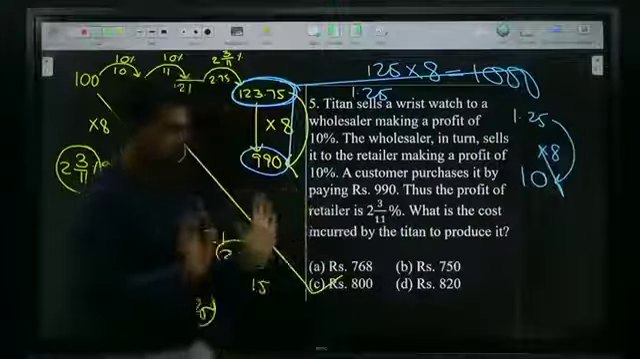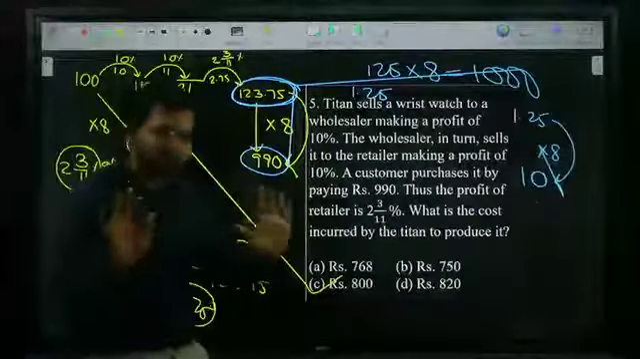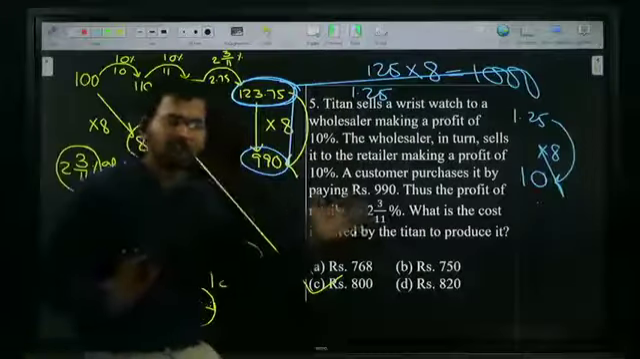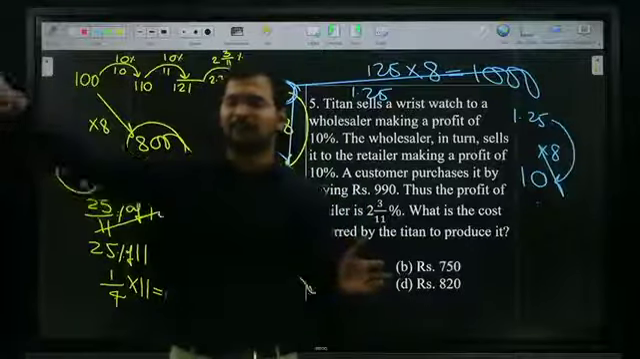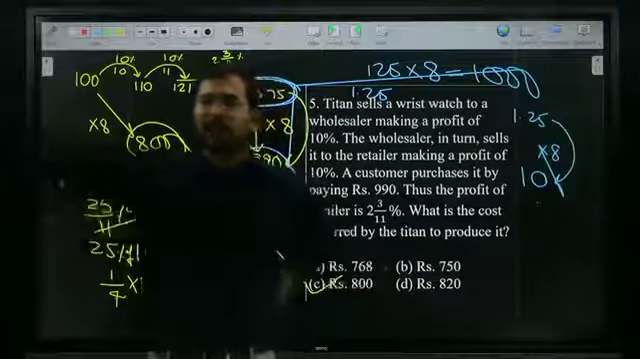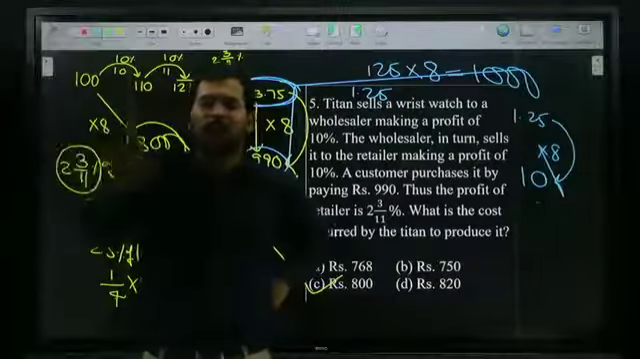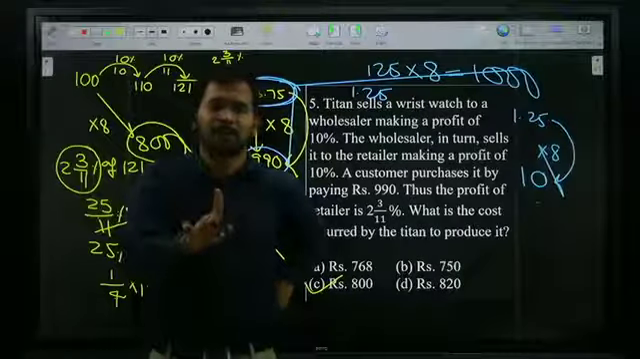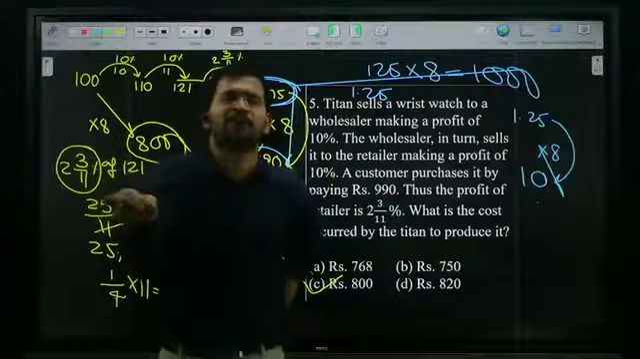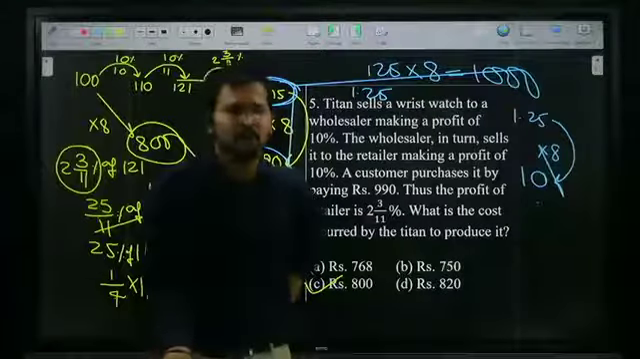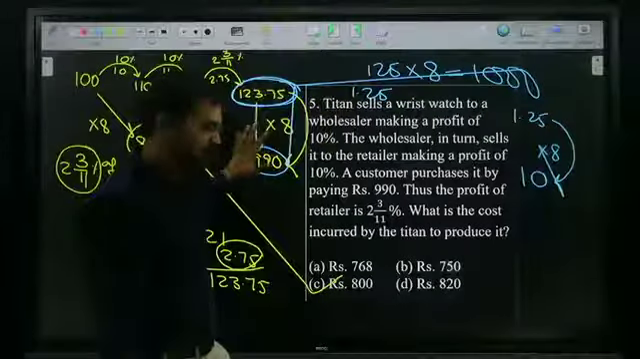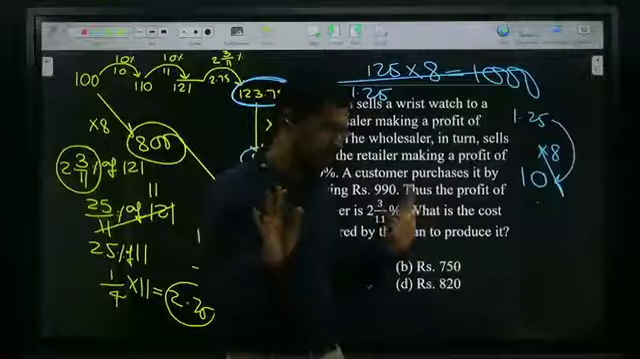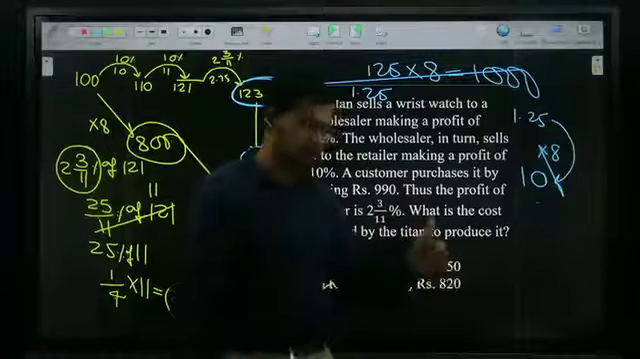Don't go for bookish cross multiplications. Just try to think in this mode. 123.75 is there, 1000 is there. 125, I already told, 12.5. For 100, how many 12.5s are there? 8. For 1000, how many 125s are possible? 8. Approximately this is 8 times. Your answer is 800. All of you understood?